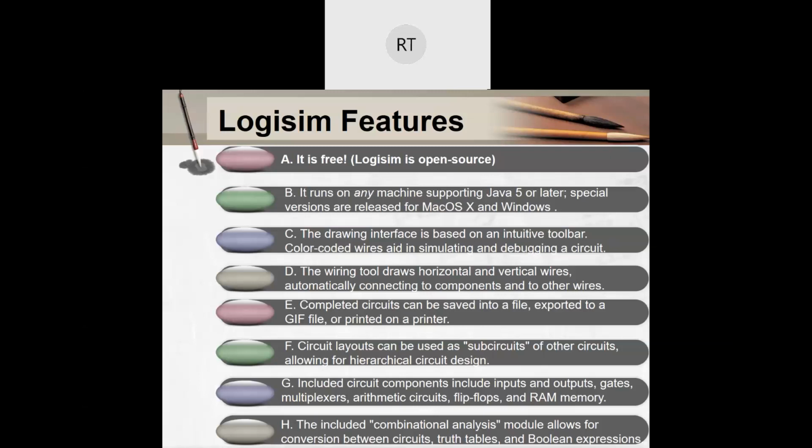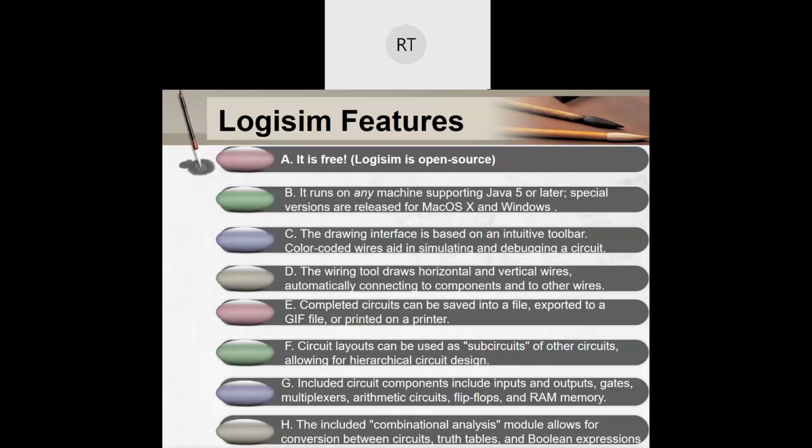Circuit layouts can be used as subcircuits. So you could use the circuit, let's say, that you created now as part of another circuit. We call it a subcircuit. It includes circuit components like RAM, arithmetic circuits, and multiplexers that you could use. The included combinational analysis module allows for conversion between circuits. It also shows you the truth table and the Boolean expressions.